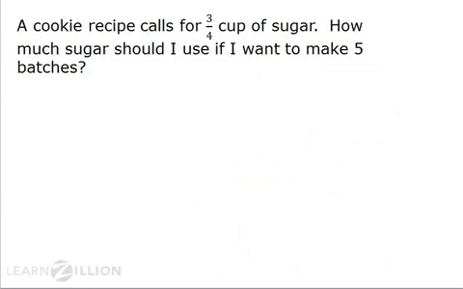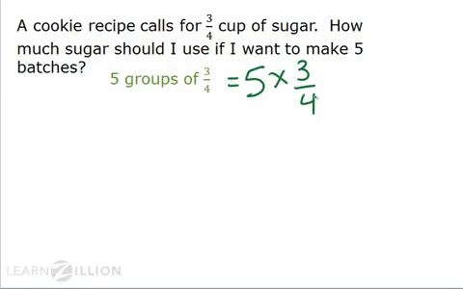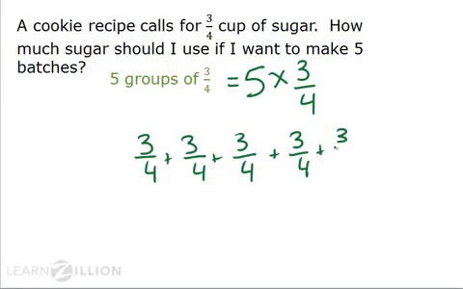Let's try one more just to make sure we've got it. A cookie recipe calls for 3/4 cup of sugar. How much sugar should I use if I want to make 5 batches? Again, this is a multiplication problem because it's asking me the value of 5 groups of 3/4, or 5 times 3/4. I know that multiplication is really repeated addition, so I can think about this problem as 3/4 5 times, or 3/4 plus 3/4 plus 3/4 plus 3/4 plus 3/4.